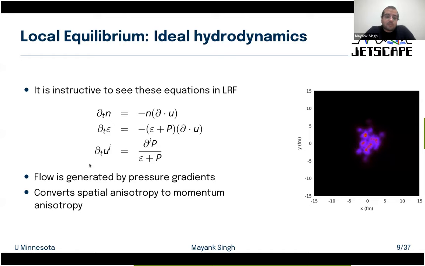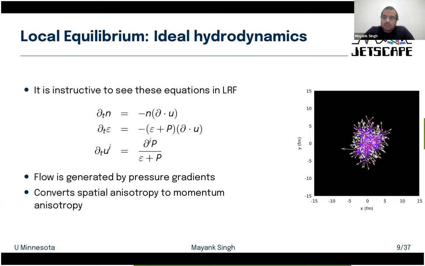So if you have a system even without flow in the beginning, if you have pressure gradients, the equations of ideal hydrodynamics will develop flow in the direction where the pressure gradients are the highest. And this is what essentially converts spatial anisotropy to momentum anisotropy. So if you have a collision system which looks like this in the beginning, with sort of an oval shape in this direction, where I'm pointing with my cursor, and if you allow it to evolve hydrodynamically, this is what the flow will look like.